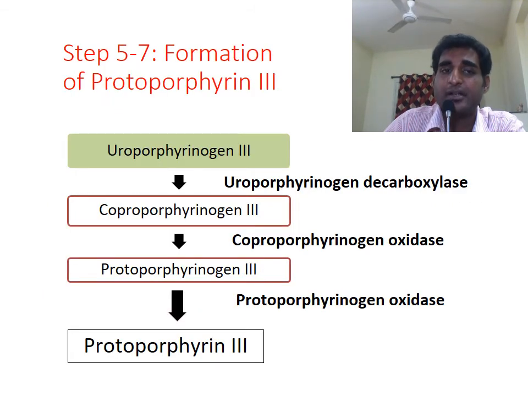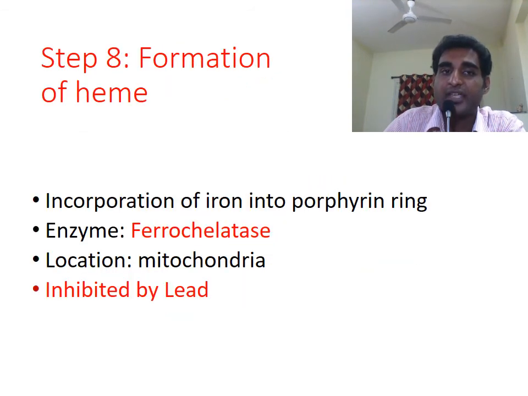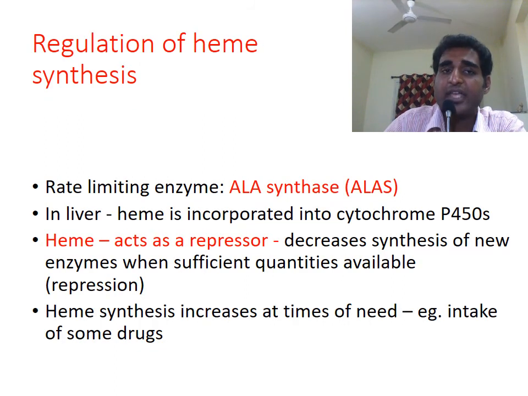UPG will then undergo a 3-step modification on the ring to form protoporphyrin. The last step of heme synthesis involves incorporation of iron into the porphyrin nucleus. This reaction is catalyzed by ferrochelatase. The rate-limiting enzyme for heme synthesis is ALA synthase.